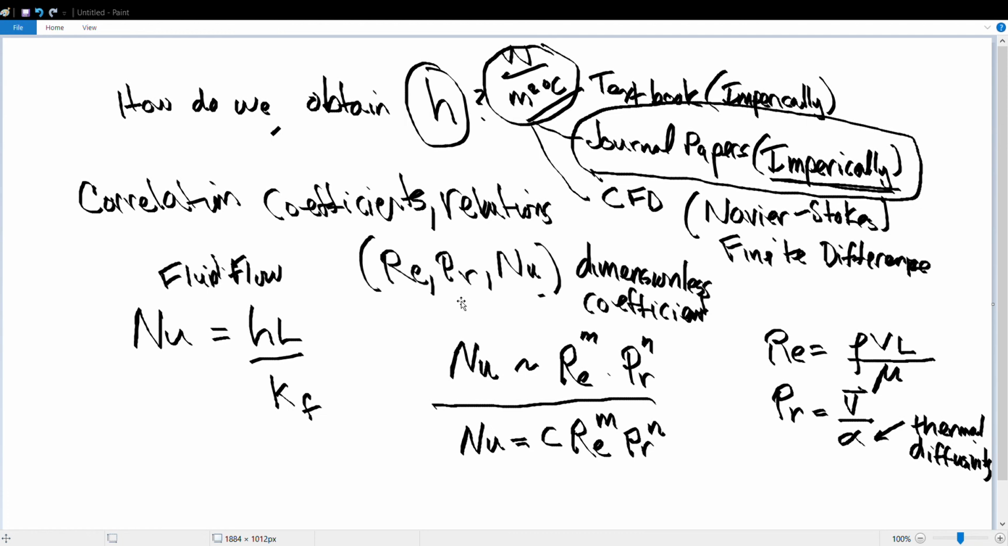If you have flow over a cylinder, and the Reynolds number goes from a range of low to very high, then you'll use these different values. The Prandtl number exponent, N as in Nancy, stays the same, but the M as in Mike exponent for the Reynolds number will change, as well as the proportionality constant. This is how you would estimate your Nusselt number, and then from the Nusselt number you get the heat transfer coefficient.